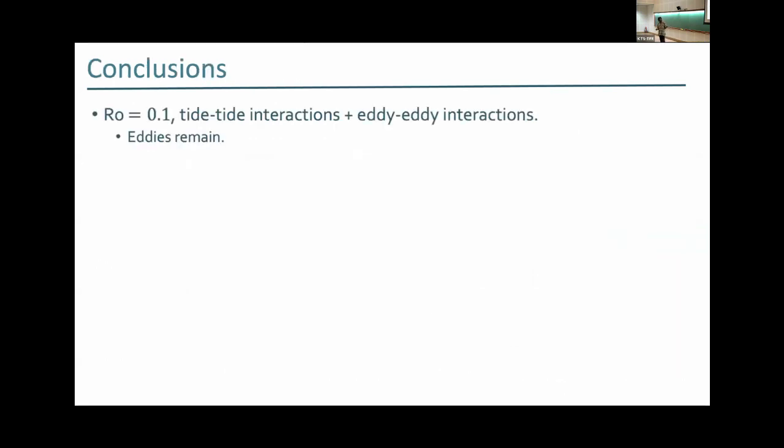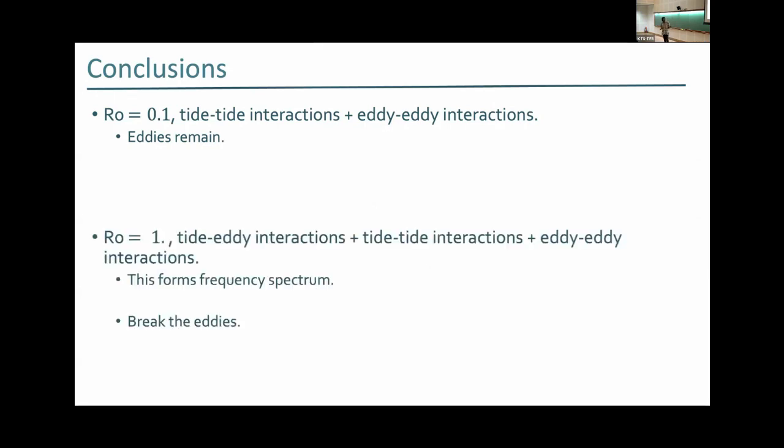So I'll conclude by saying that at Rossby 0.1, although nonlinearity is weak, there is interaction, but it's separated between tide and eddy interaction. Eddy and tide don't interact with each other. Whereas at Rossby 1.0, there is additional tide-eddy interaction, which generates this frequency spectrum that we saw earlier, and that breaks the eddies. With this, I'll finish the talk and take any questions you might have. Thank you.